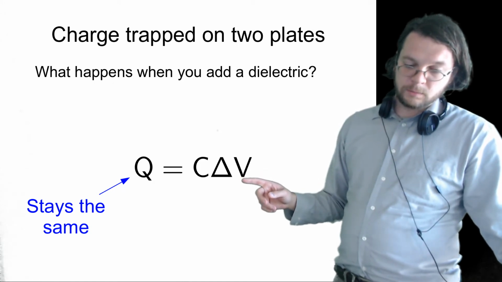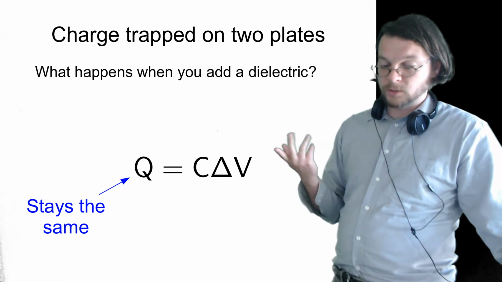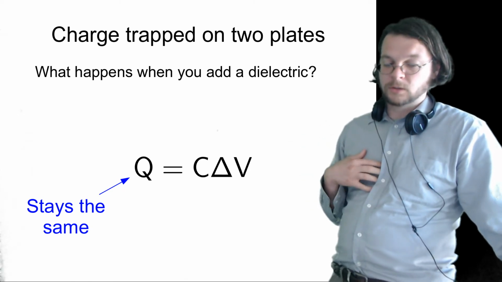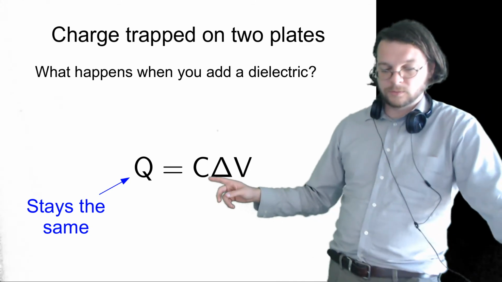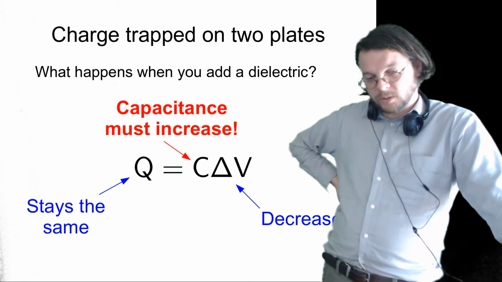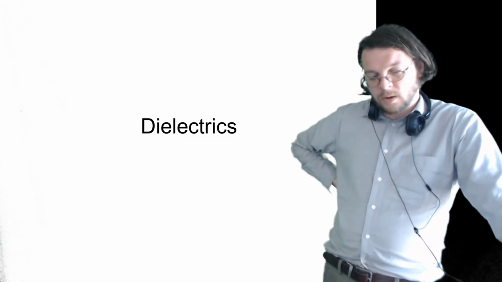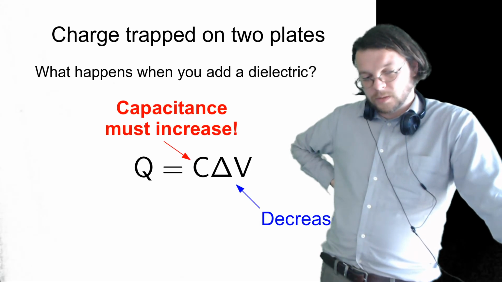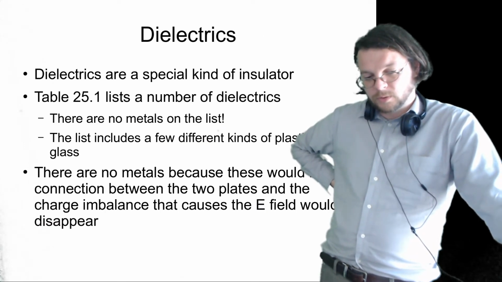But the voltage has actually decreased. The change in the voltage difference across those plates has decreased. So the only way that this makes sense is if the capacitance has increased. Again, the capacitance increased because we shoved something in between those two plates. And so again, it's helpful to put dielectrics between those two plates.